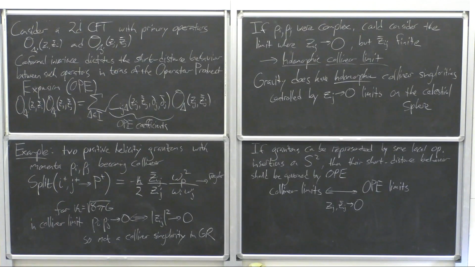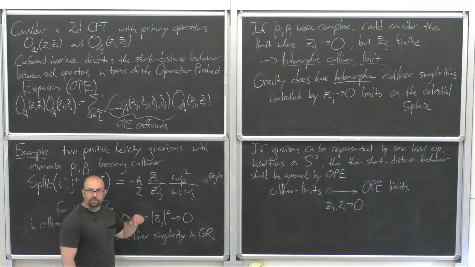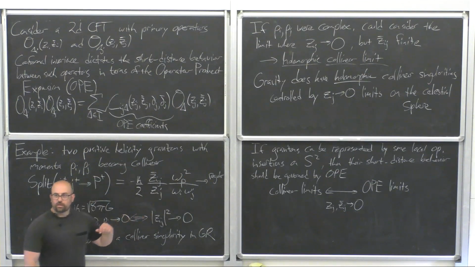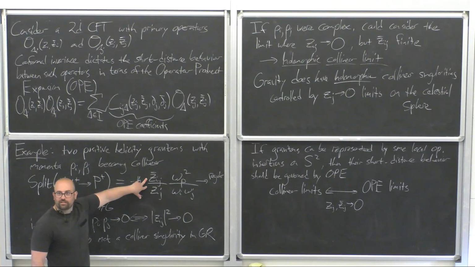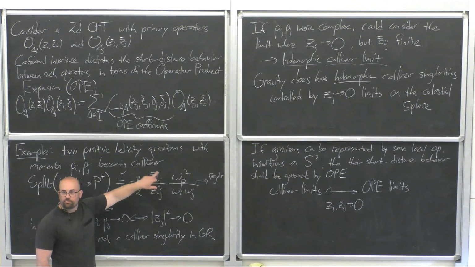You said that gravitons don't have collinear singularities, but doesn't that imply that there is no OPE for gravitons? No, it implies that the OPE could be chiral in nature, like this one. Right? So in a 2D CFT, you could have, in principle, OPE limits that look like this. If you really set Z bar ij to be the complex conjugate of Zij, this wouldn't produce an OPE singularity.